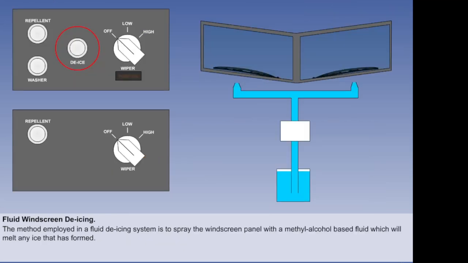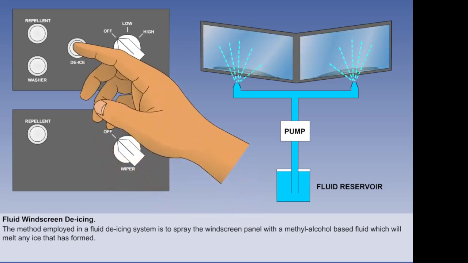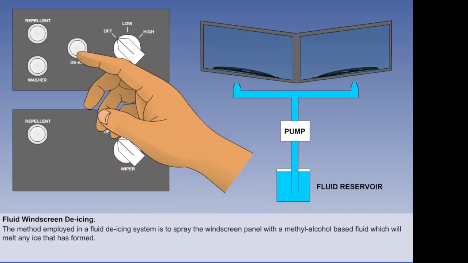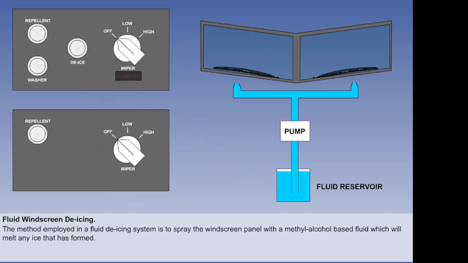The method employed in a fluid windscreen de-icing system is to spray the windscreen panel with a methyl alcohol-based fluid, which will melt any ice that has formed. The principal components of the system are a fluid reservoir, a pump, which may be a hand-operated or electrically operated type, supply pipelines, and a spray tube unit. Here, we show a typical aircraft system in which fluid is supplied to the spray tubes by an electrically operated pump.